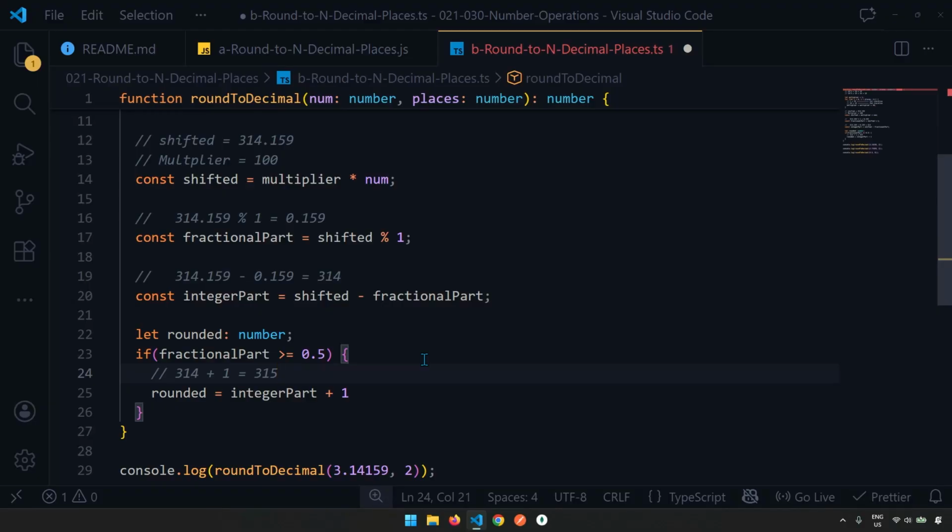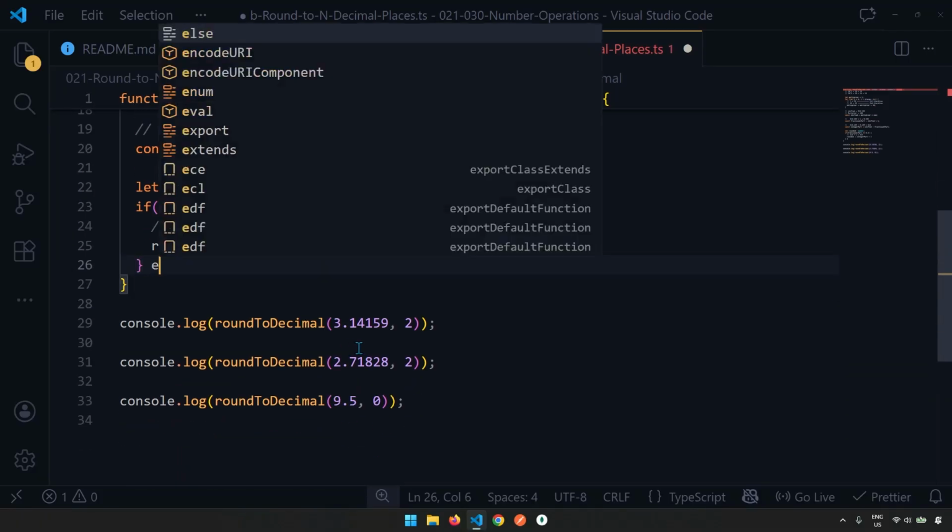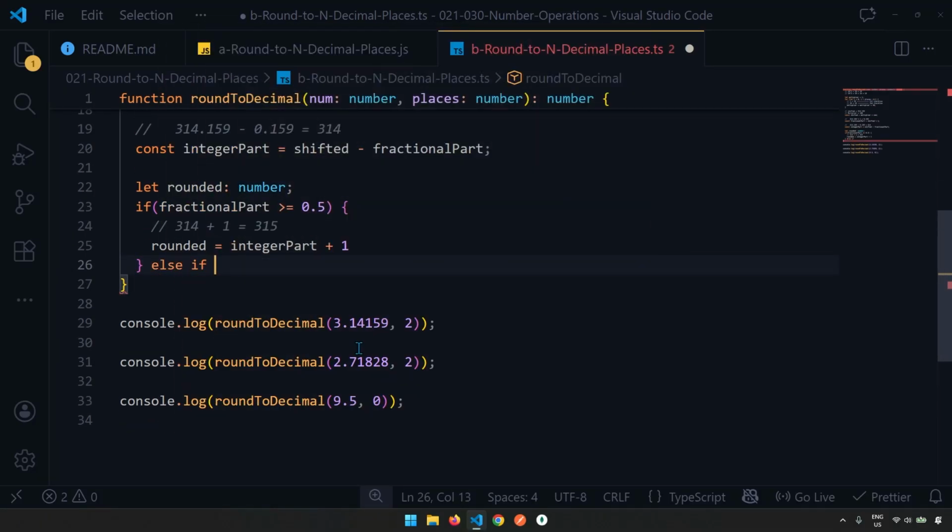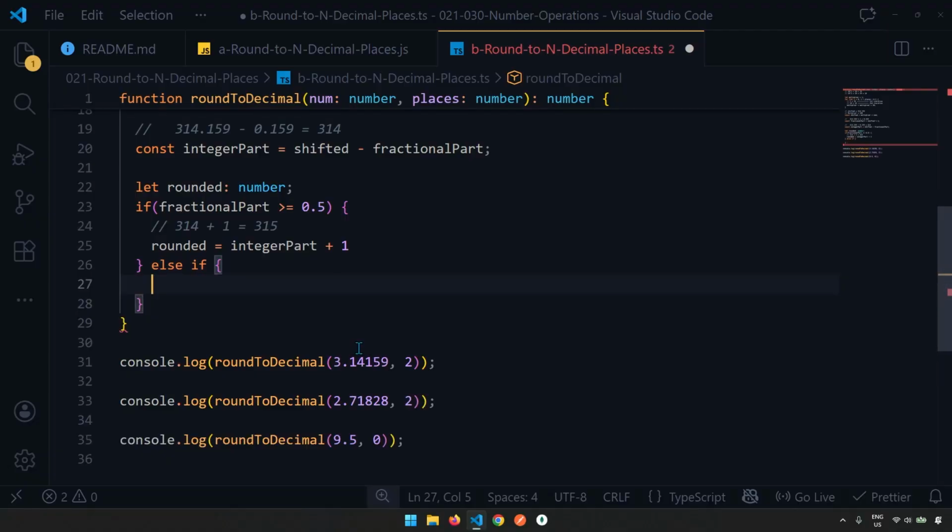This is if 0.159 is greater than 0.5. Is 0.159 greater than 0.5? No, it's not. It's almost like 1/3 of it. Almost. It's not. So we don't go inside of here. We go to the else if. We go to the next condition.